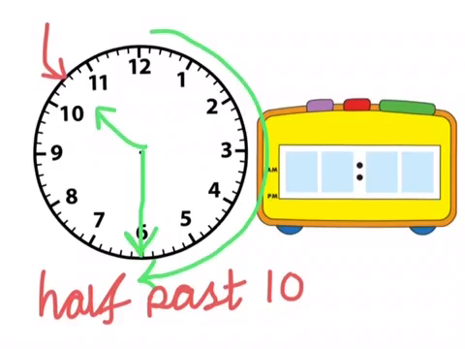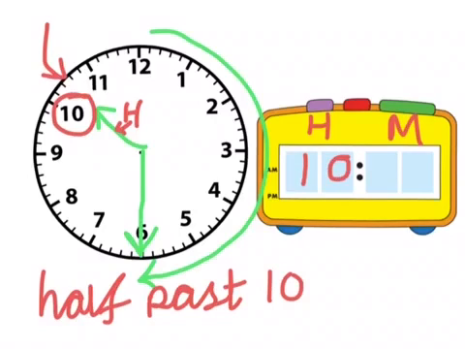or on our digital clock we can put our hour on the left hand side and our minutes on the right hand side. Now this is where we get a little bit confusing. So the hour on the left hand side, we've just gone past the hour of 10 on our clock. This is our hour hand right here that's telling me I've just gone past 10. So I'm now going to put the 10 in here.